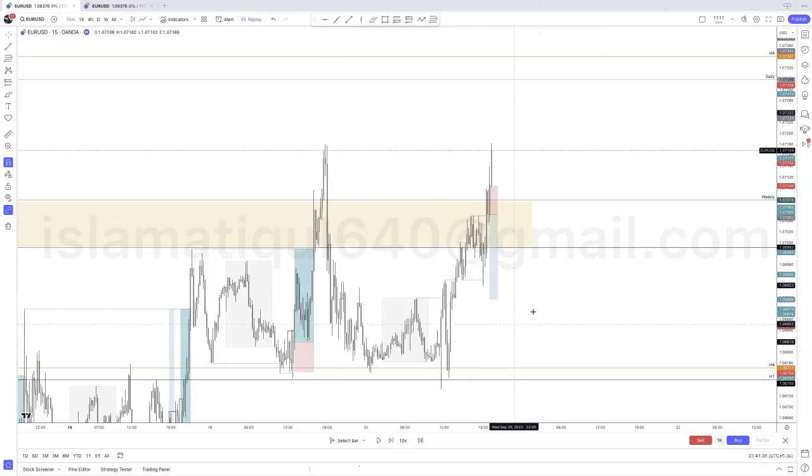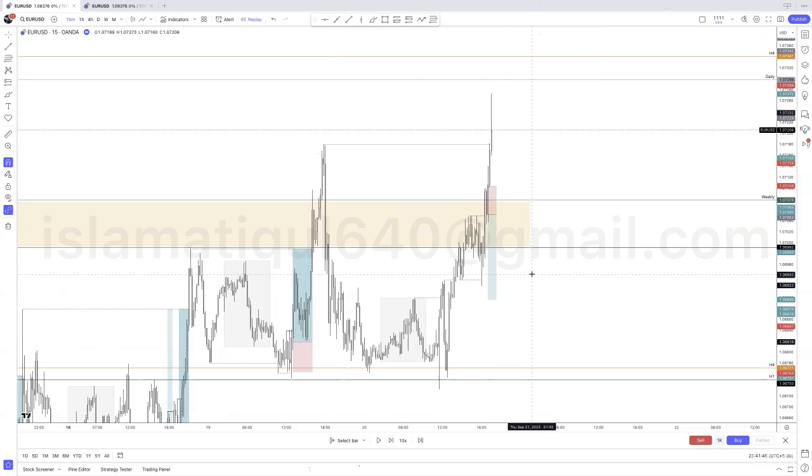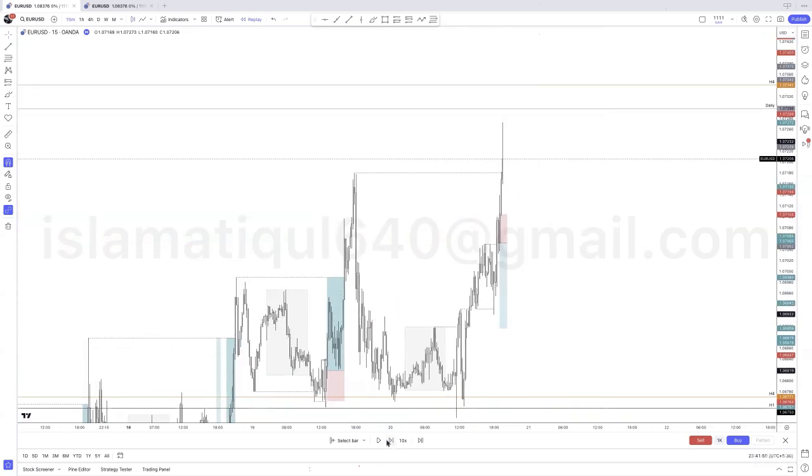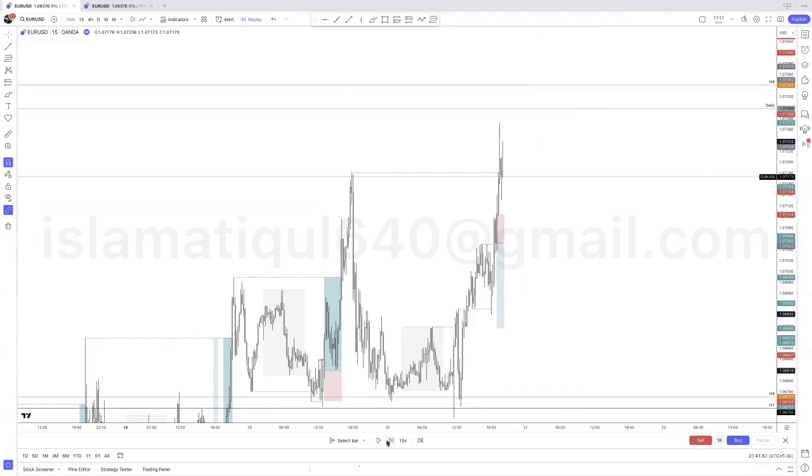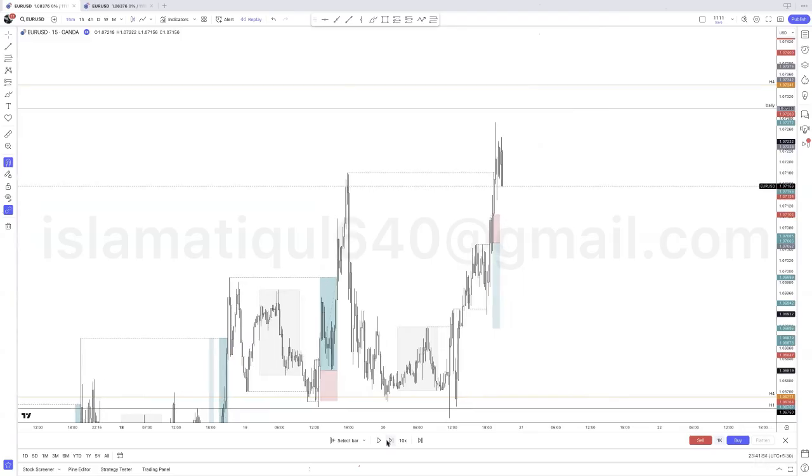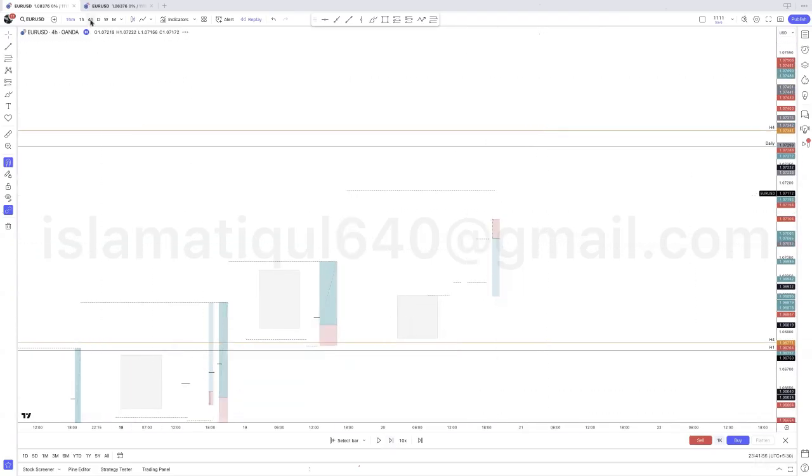No. This was an invalid setup. I think they're trying to move up here. Yeah. This key level is not a good one. Yeah, let's wait for the day to end, okay? I have no idea.